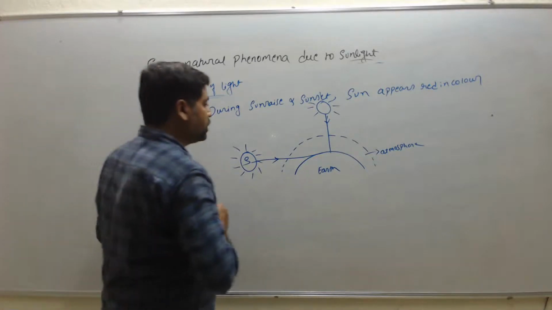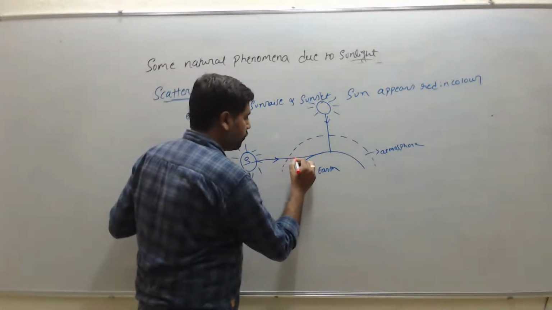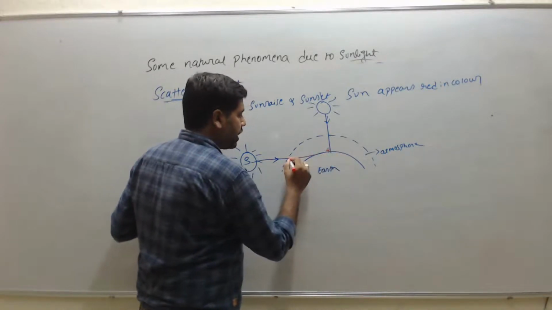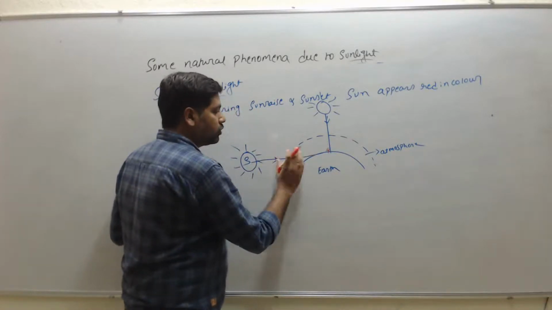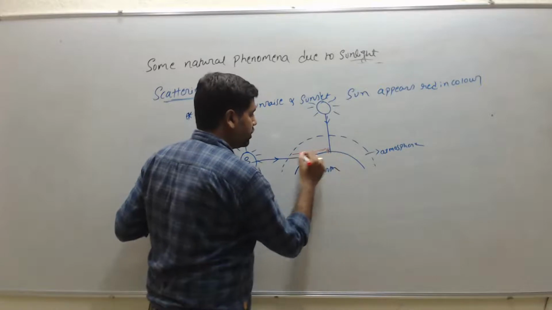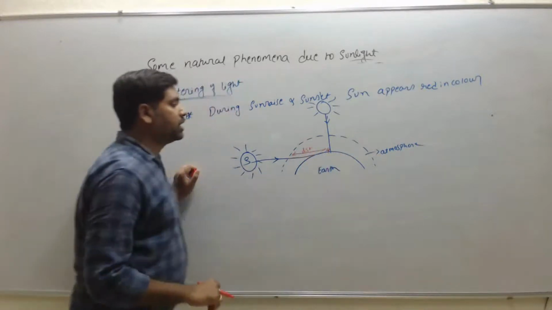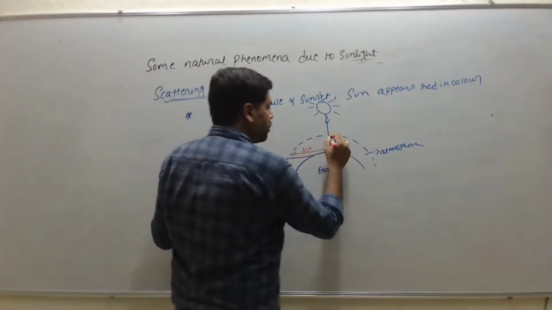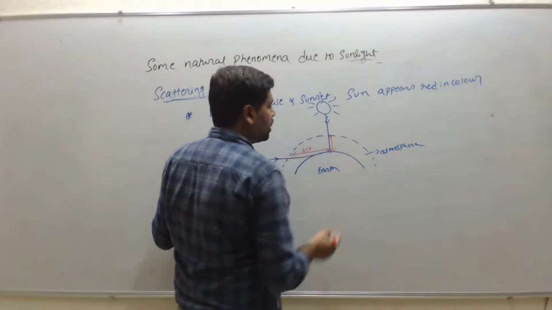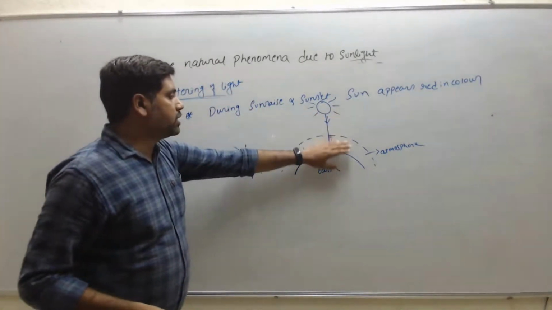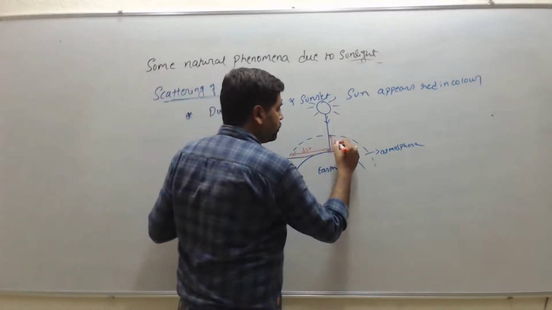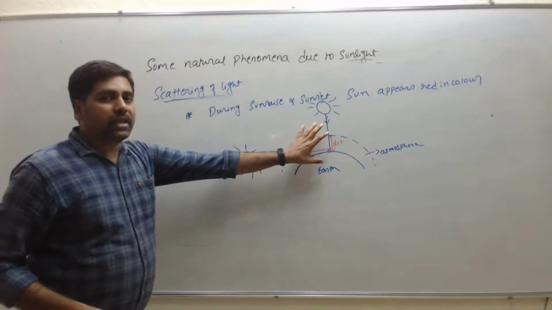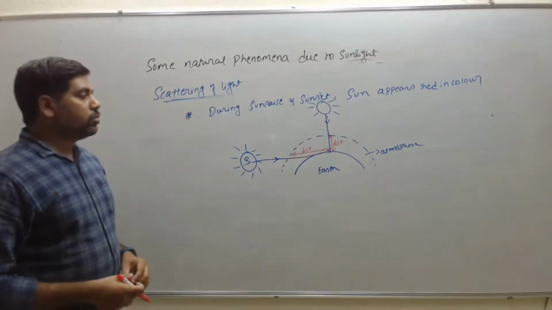If you observe the distance traveled by the sunlight through the atmosphere to the earth's surface, if the observer is here, the light rays coming from the sun through the atmosphere travel from here to here. This is the distance traveled by the sunlight in the atmosphere during sunrise. If we compare this with the distance at noon time, the distance traveled by the sunlight during sunrise is more than that at noon time.